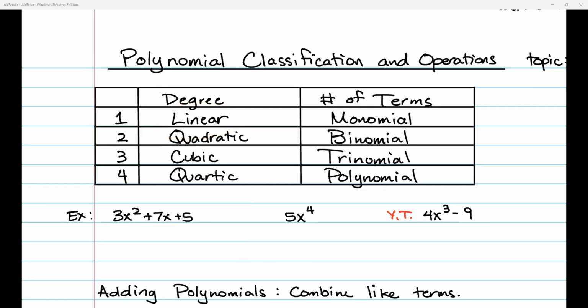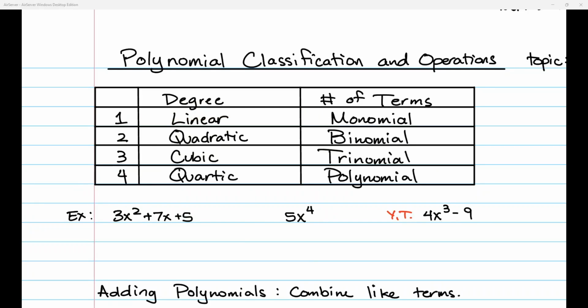The next thing you're going to look at is the number of terms. The number of terms is how many quantities are being separated by either an addition or a subtraction symbol. So in this case, I see that this thing has 1, 2, 3 different terms. So this is a trinomial because there are 3 terms in this thing. And this one only has 1 term in it, right? It's not separated by an addition or subtraction. So we call that a monomial.